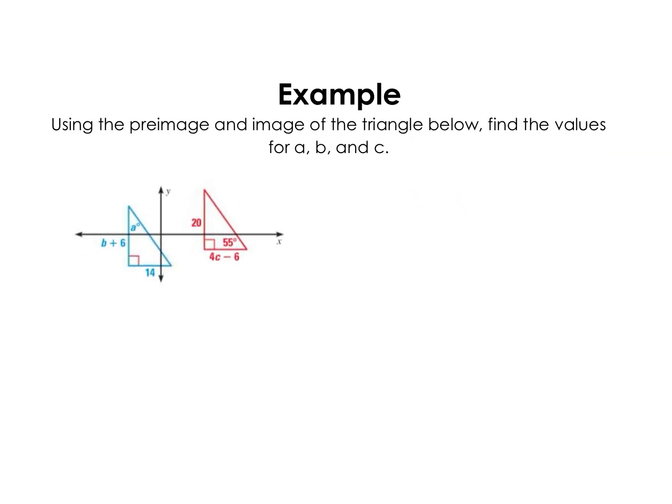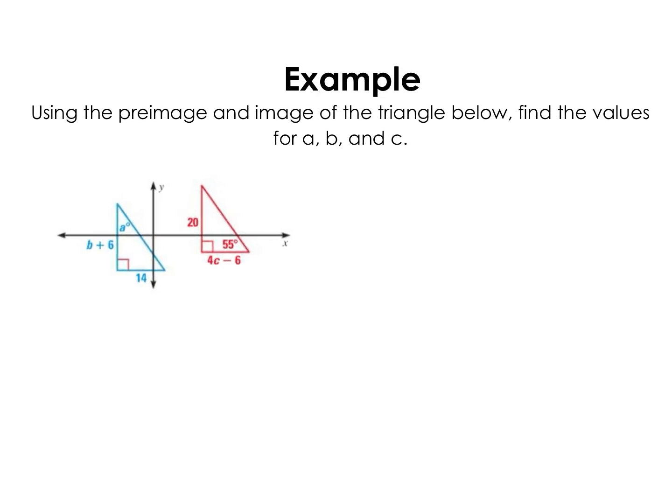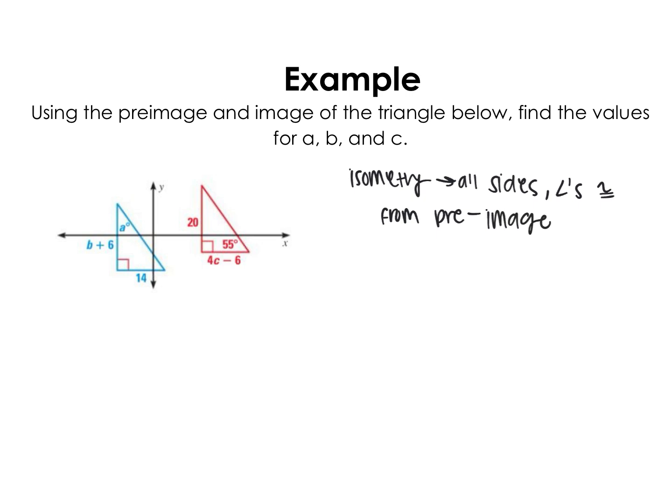Looking at this one, this is the image and pre-image of this red and blue triangle, and what we want to do is find the values of A, B, and C. And what we just kind of went through was every translation is an isometry. And as a reminder, isometry means that all of the values are preserved. So all of your sides and angles are congruent or preserved from pre to post image. And so what that tells us is we can find the corresponding lengths and angle measures, and we can set them equal to solve. So looking at our triangles here, let's go through and solve some.